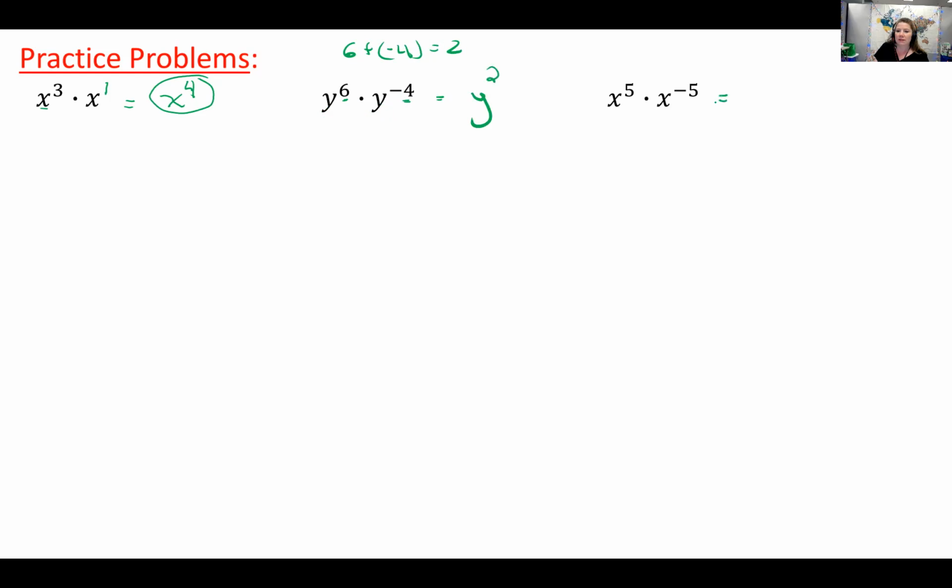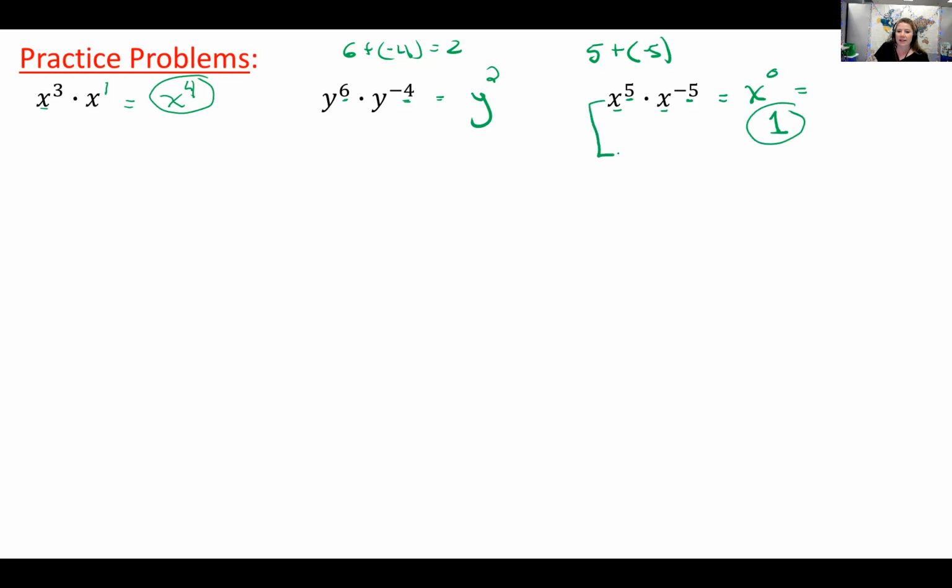The third one, we have two numbers with the same base that are being multiplied. The rule is to add those exponents. So 5 plus -5 is 0. So x to the 0 power, anything to the power of 0 is equal to 1, right?